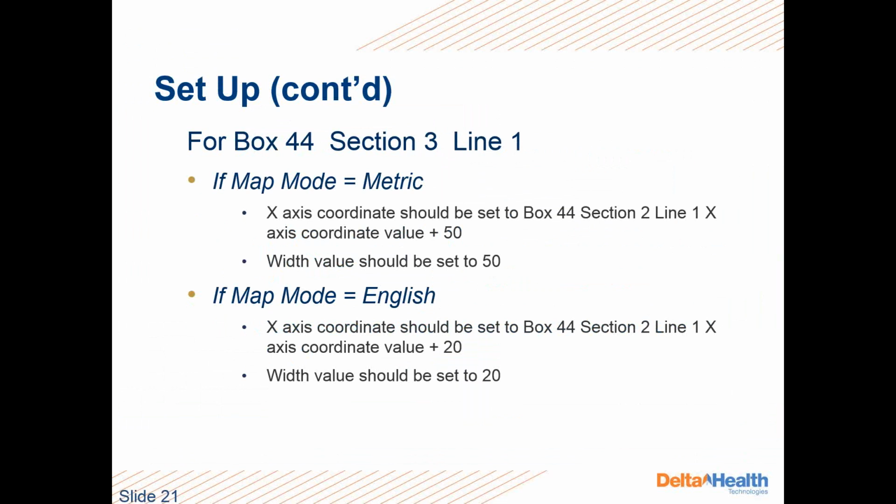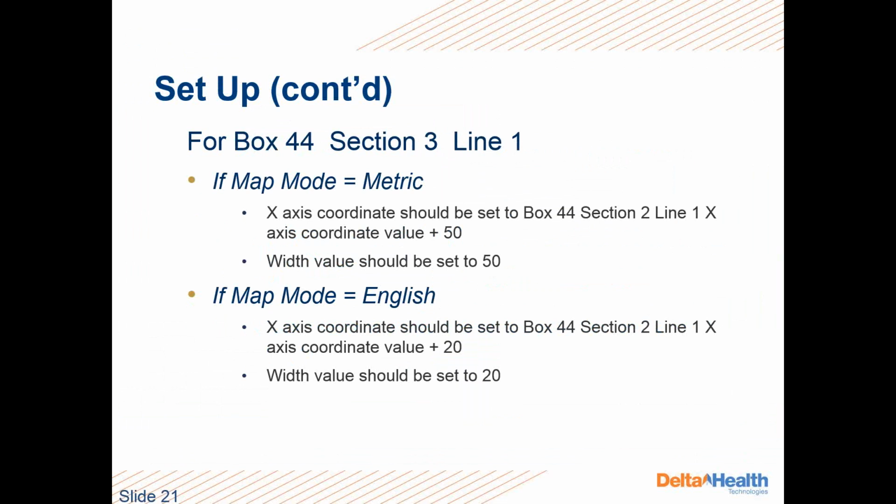Based on the map mode of the form, we need to add a value to the x-axis coordinates, and we'll need to be cognizant of the width value. So you want to jot down the x-axis coordinate value from the previous box and add the appropriate value based upon the map mode. For example, we have selected a map mode of English, so we need to add a value of 20 to the box 44 section 2 line 1 coordinate value, and we'll need to be cognizant of the width value being set to 20 when we establish the new box.